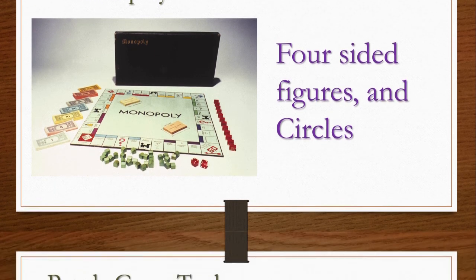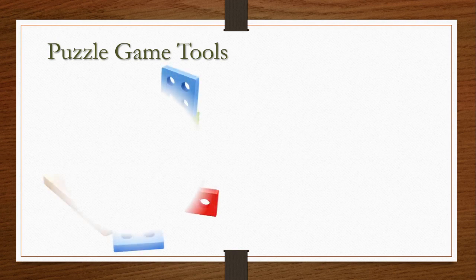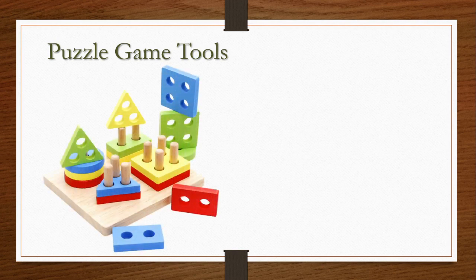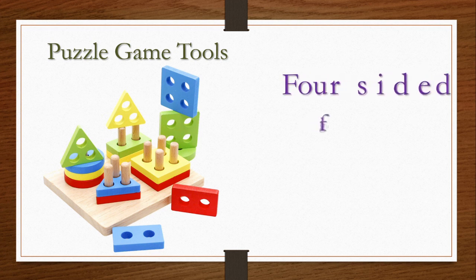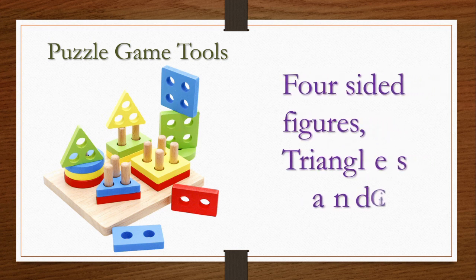Okay. The next figure is puzzle game tools. This is also your favorite one, isn't it? Here we can see triangular, four-sided and circular toys or tools. Correct? Am I right?